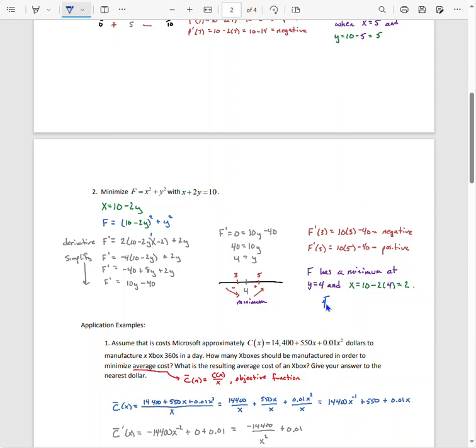Also, we might say that f is equal to 2 squared plus 4 squared. That's 4 and 16. 20. 20 is the minimum value. It happens at x and y. The minimum value is always the output. Where it happens, the "at," that's always the input, the independent variables of the function.